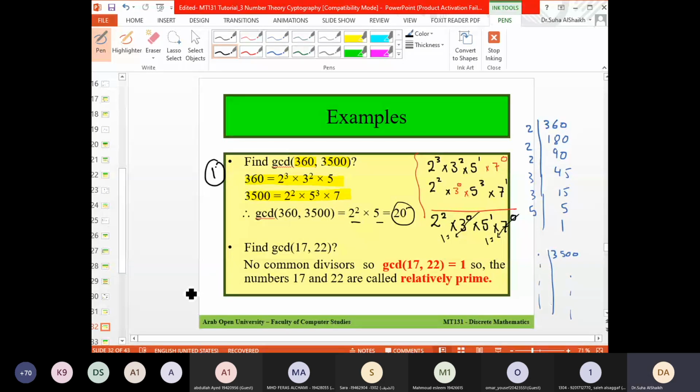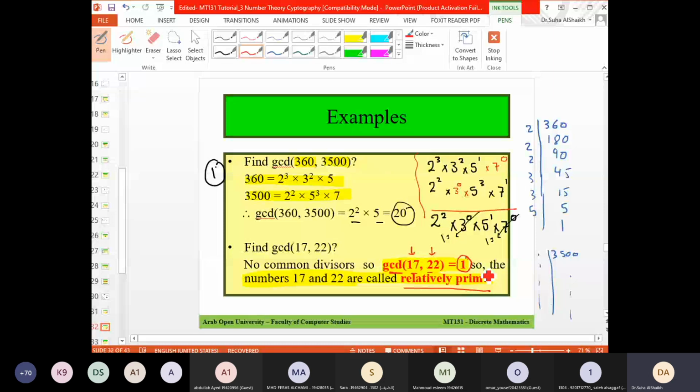Now, a special case: when the GCD between the two numbers is equal to 1. If you don't find a common divisor between the two numbers but 1, this is a special case, and we say the two numbers are relatively prime. Pay attention to the term: they are relatively prime, not prime. 17 is a prime. 22 is not a prime. It is 11 multiplied by 2. But for the two numbers, if you try to find the GCD, you will get the GCD equal to 1. So we say they are relatively prime.